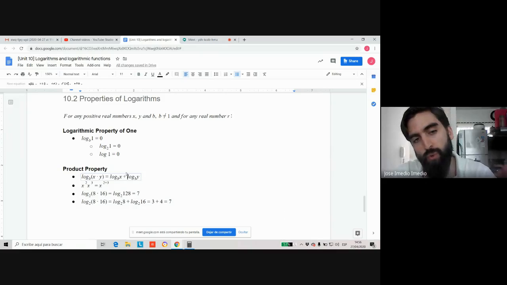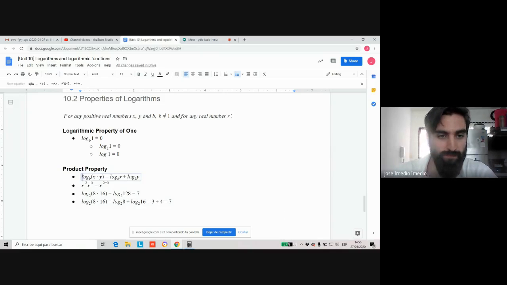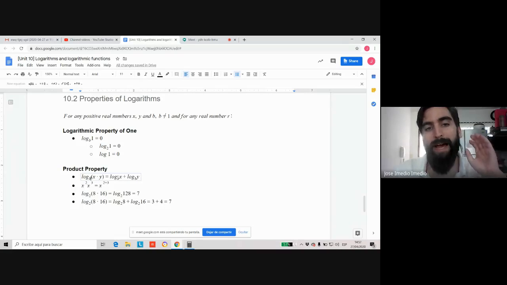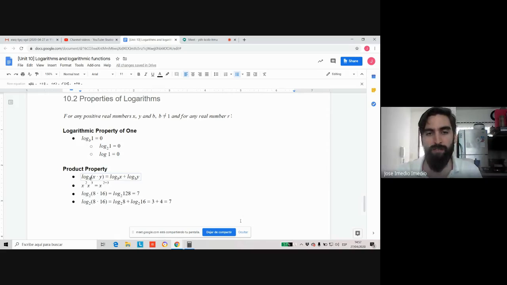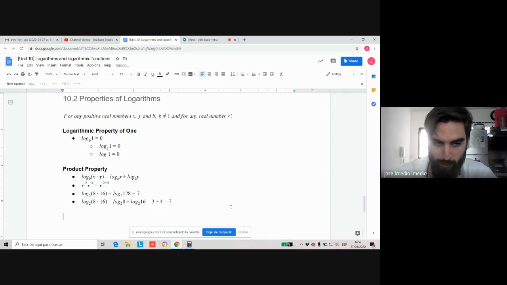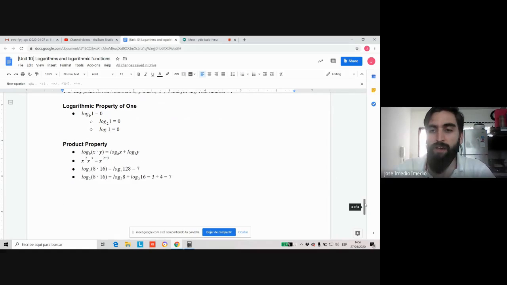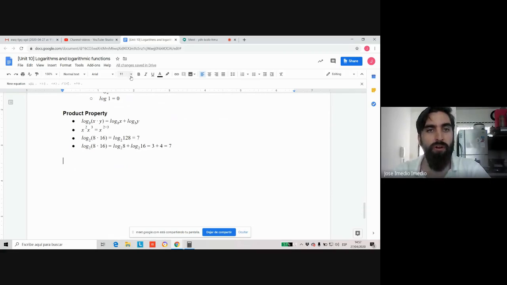What do you need to remember from this? The logarithm of a product equals the addition of the individual logarithms. Okay? And that's the product property. Closely related to this one comes the quotient property.